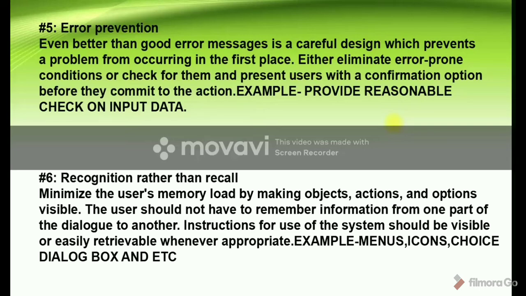Number six, recognition rather than recall. Minimize the user's memory load by making objects, actions, and options visible. The user should not have to remember information from one part of the dialogue to another. Instructions for use of the system should be visible or easily retrievable whenever appropriate. Example, menus, icons, choice dialogue boxes, and so on.